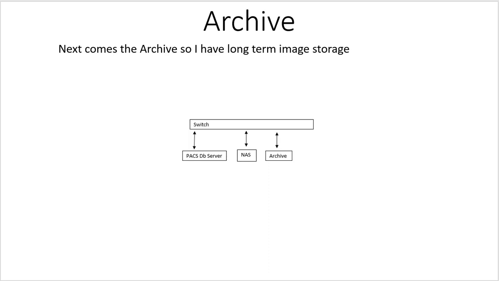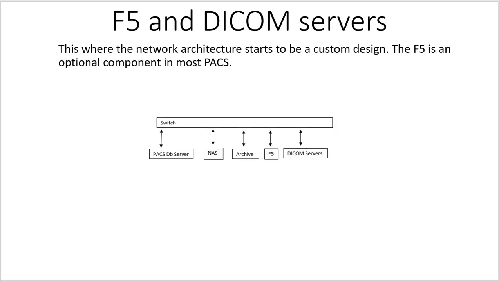Next comes the archive, so I have long-term storage. So now I have my warehouse, if you will, that's going to store all the images coming into my PACS system. So now I have a database server. I've told the database server to look for the NAS. I've told the database server to look for the archive, so it's all connected on the same switch. So now I have my warehouse to hold my images.